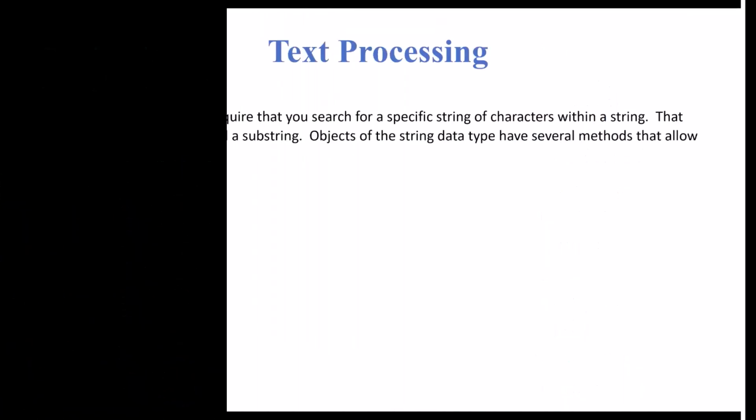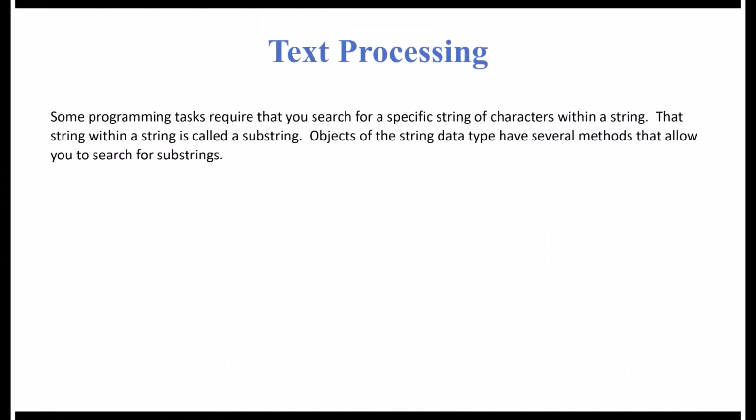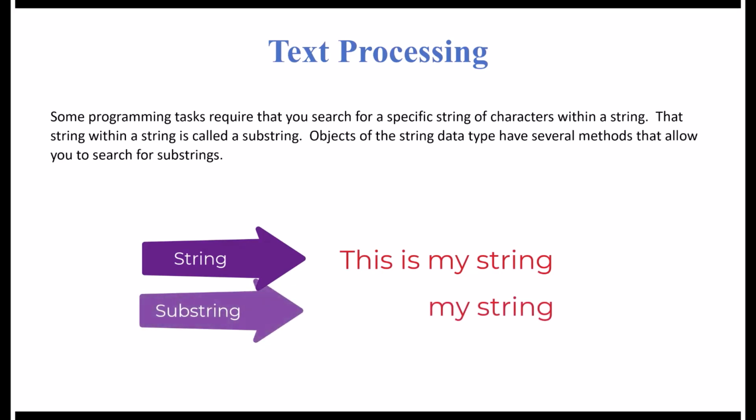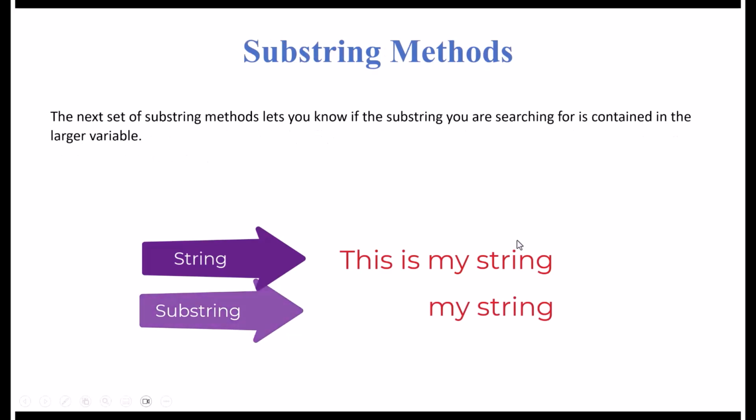Well, let's take a look at these bad boys and see how and why we might use them. Some programming tasks require that you search for a specific string of characters within a string. That string within a string is called a substring. Objects of the string data type have several methods that allow you to search for substrings. The next set of substring methods lets you know if the substring you are searching for is contained in the larger variable. We're going to take a look at a bunch of these right now.